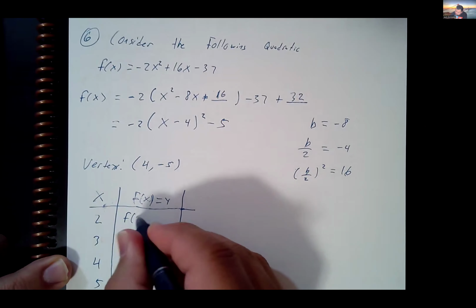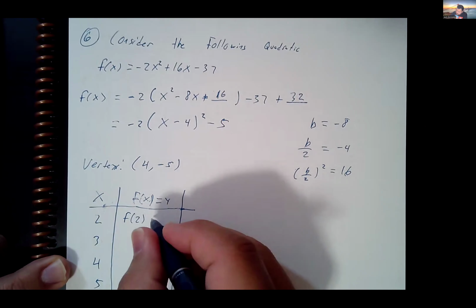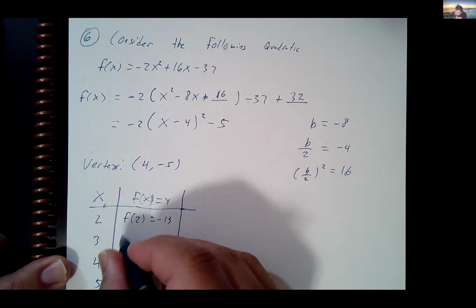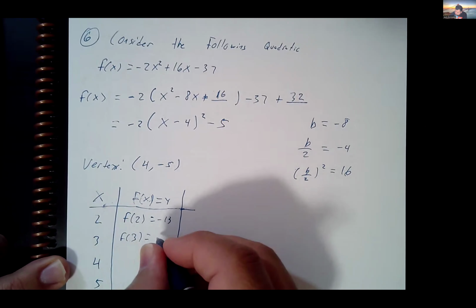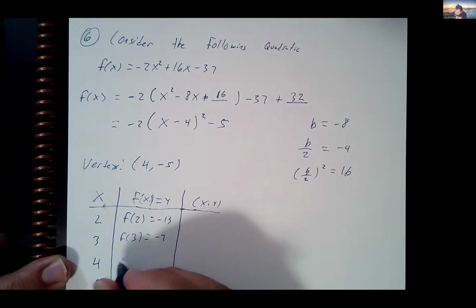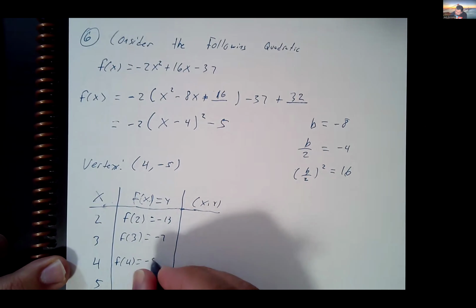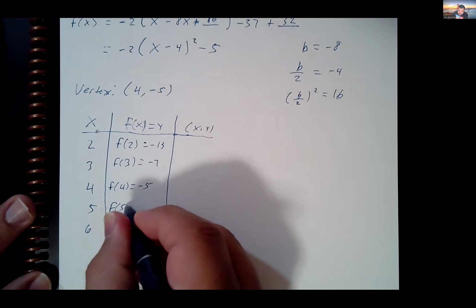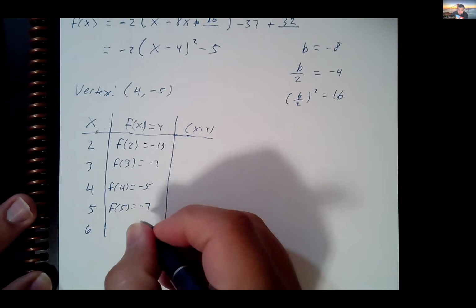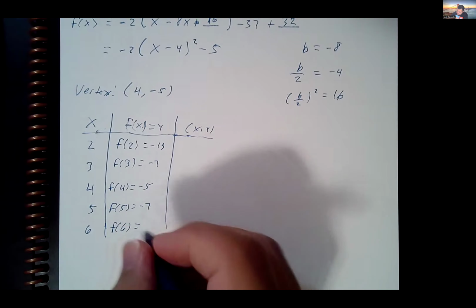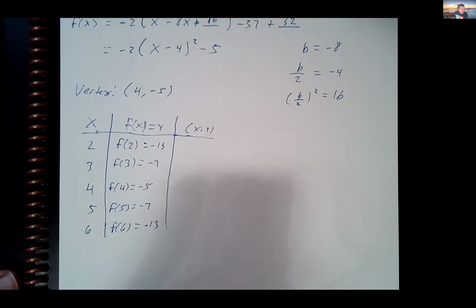So F of 2, right? That'll be -13. F of 3, that'll be -7. This is the XY points. F of 4, we just did that. -5. We knew that answer. F of 5, -7. I'm just gonna give it, like I said, I'm just giving the answers. You would have to plug this in and then put in your calculator to get these pieces.